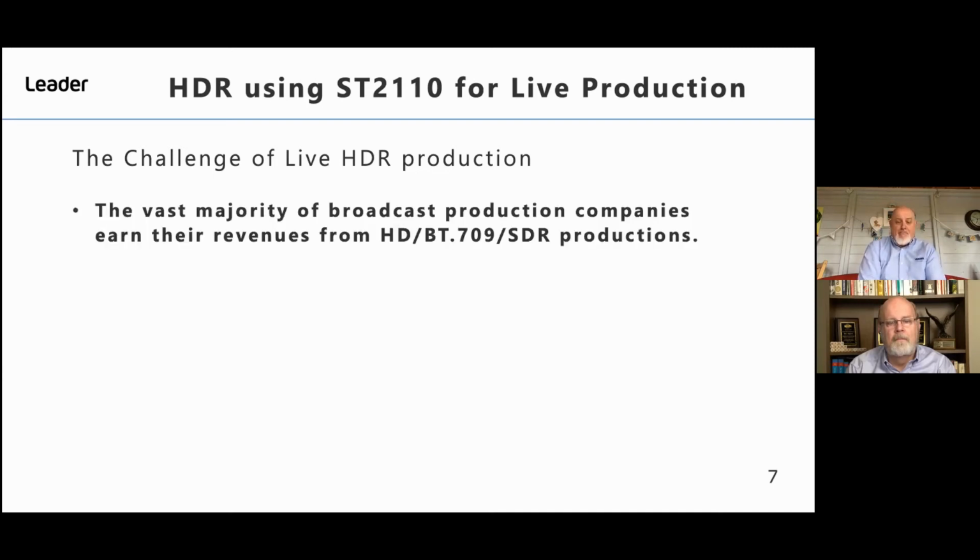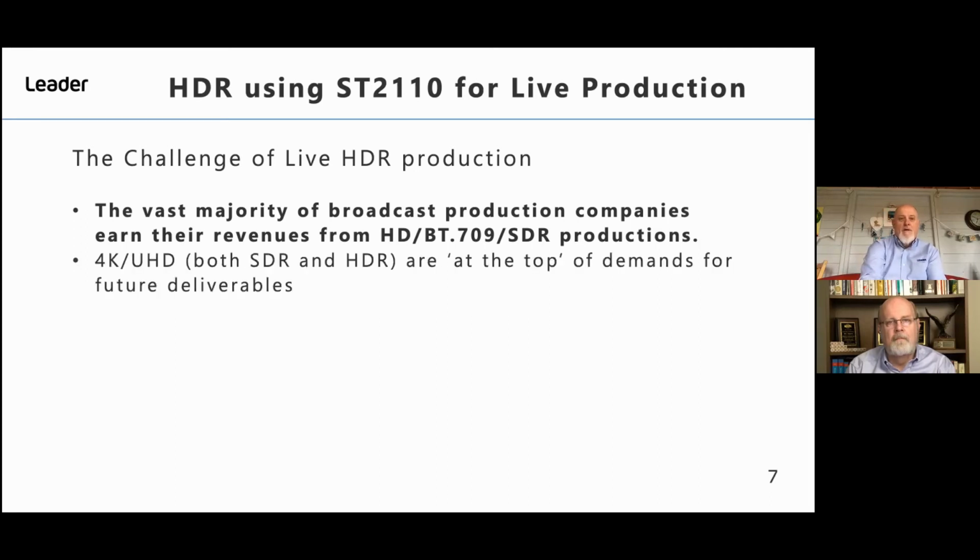So the other bit to remember, obviously, is that the vast majority of broadcast production companies earn their revenue from the HD 709 SDR production. That's what's paying for you to be at that sporting event, at that concert. That's what they're paying you for. But talk to the broadcasters, they're all going in the back of their mind, yeah, this 4K, wide color gamut, HDR, we're aware of it. If you could record it and we can archive it for future deliverables, that's great for us.